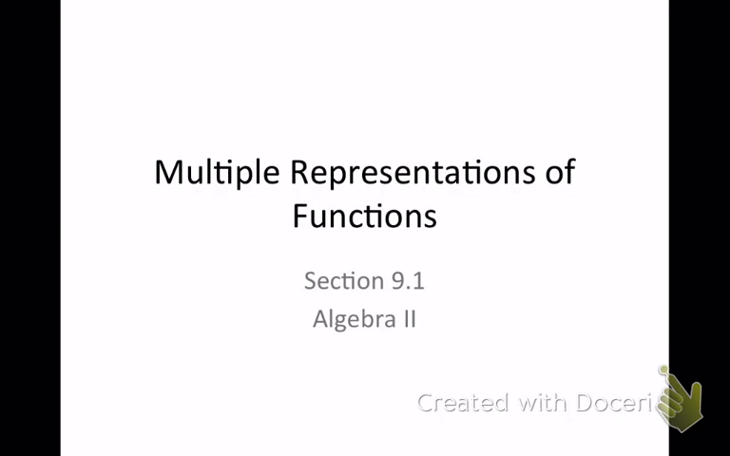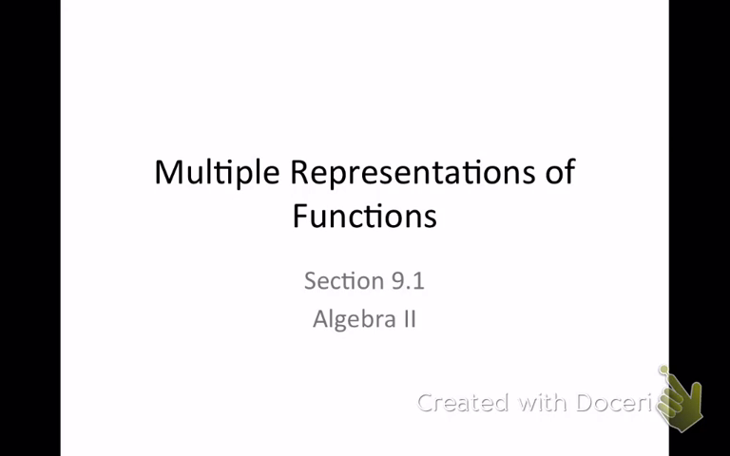We're starting chapter 9 today. Multiple representations of functions. What's the chapter about? Talking about functions. You guys just did reviews and work on, or? Yep. Most of them are. So yeah, today, section 9.1, multiple representations of functions.